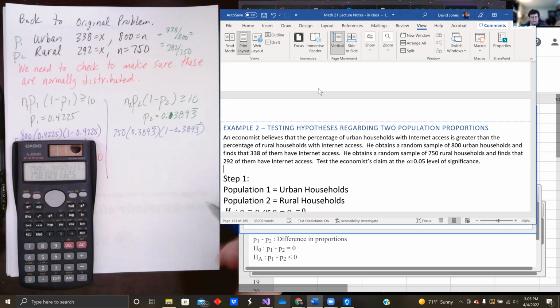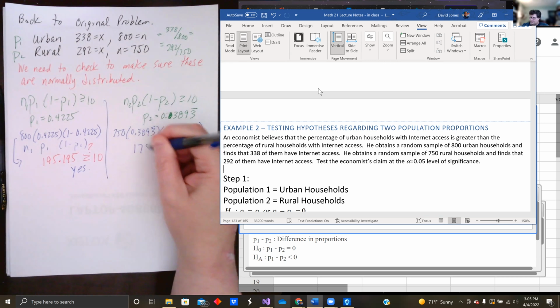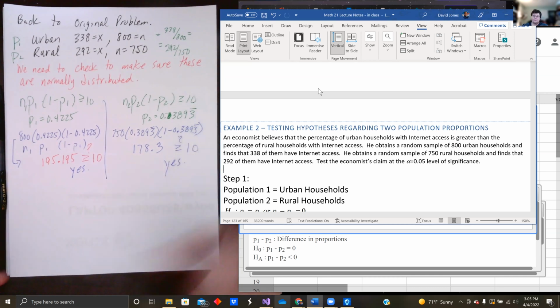And I'm getting 178.3. Is that bigger than or equal to 10? The decimal points don't really matter. 178 is definitely bigger than 10. So yes, this one works also.